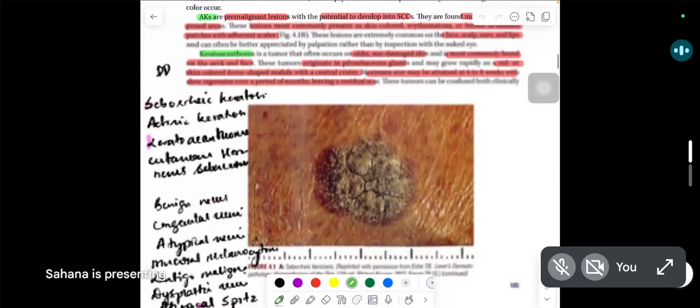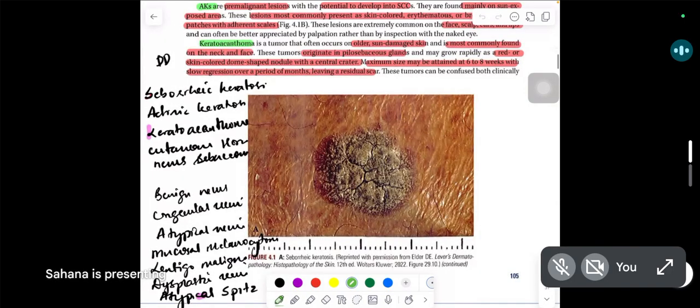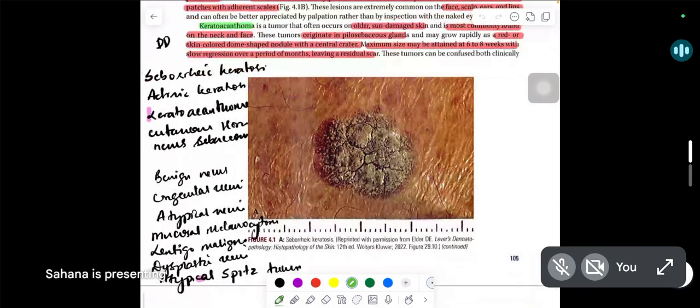So they've asked about differential DDs for skin lesion. These are the list that I have mentioned: seborrheic keratosis, actinic keratosis, keratoacanthomas, cutaneous horn, nevus sebaceous lesions, benign nevus. So this group, they are precursors for melanoma. Congenital nevus, atypical nevus, mucosal melanosis, lentigo maligna, dysplastic nevus, atypical Spitz tumor.